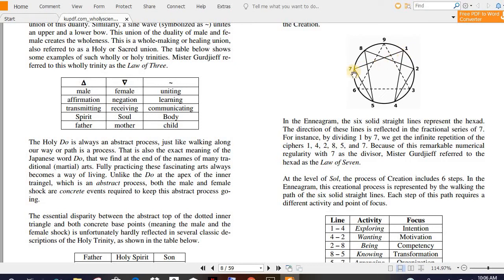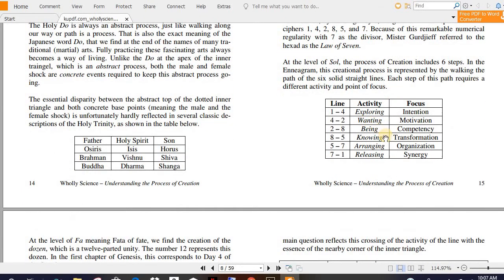1, 4, 2, 8, 5, 7. Back to 1. 4, 2, 8, 5, 7, 1. That gives me, that's the crown on the head. Just remember that. The crown on the head. Crown of 4 points. Okay.